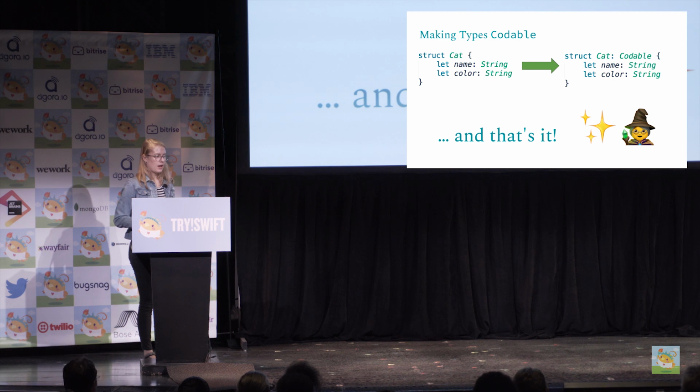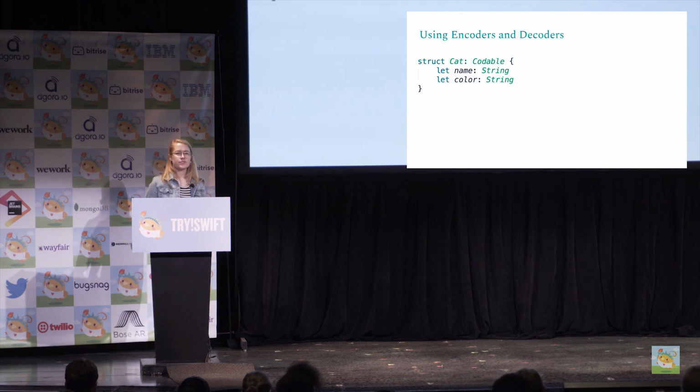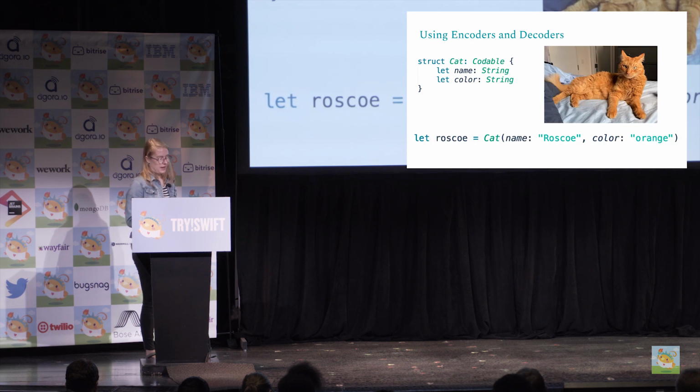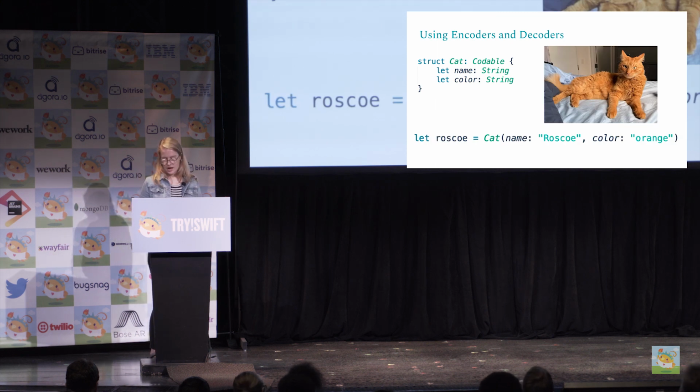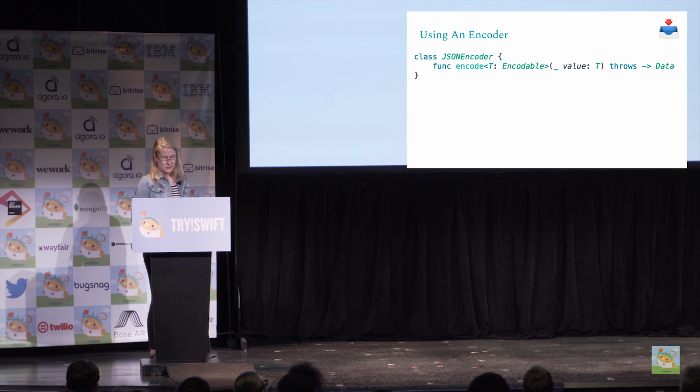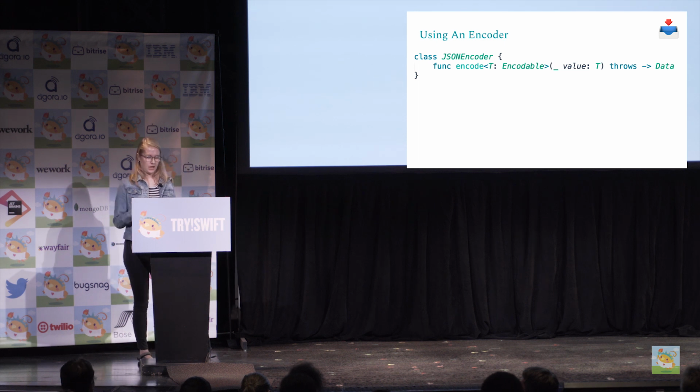So how would we actually use this type with an encoder or decoder? Let's start off by creating an instance of Cat for my cat, Roscoe, and use him with an encoder. I'm going to use JSONEncoder as an example here because it's probably the most commonly used one. It's part of the standard library.